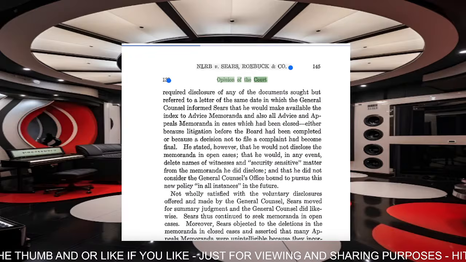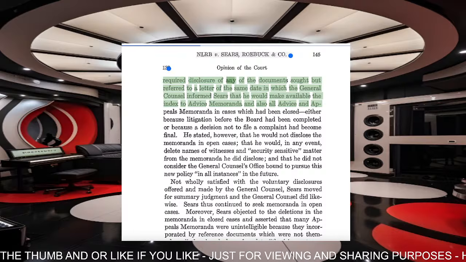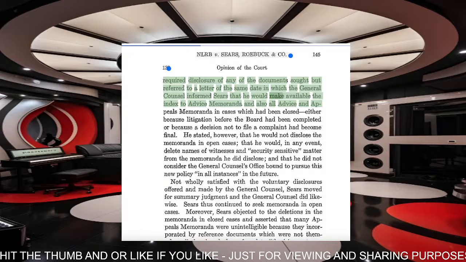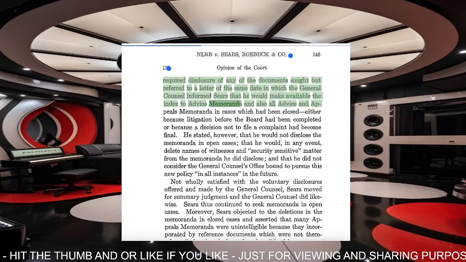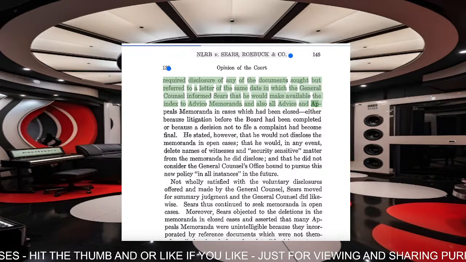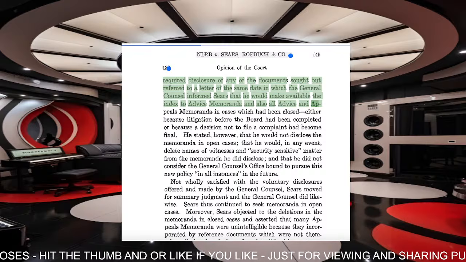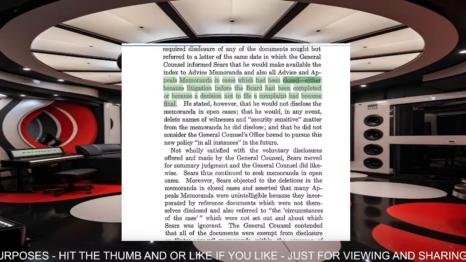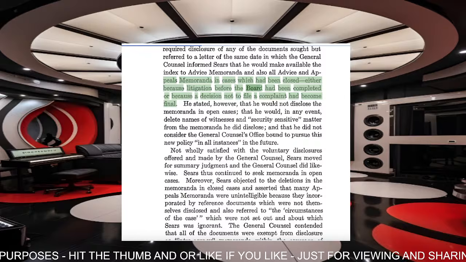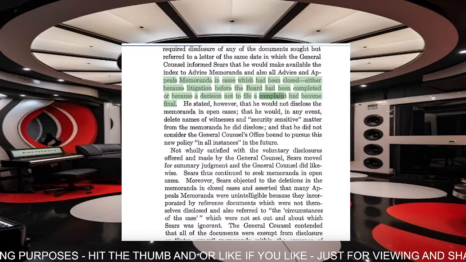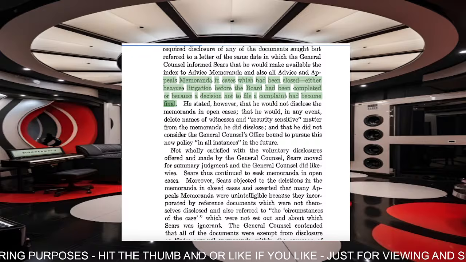Opinion of the Court. The letter required disclosure of none of the documents sought, but it referred to a letter of the same date in which the General Counsel informed Sears that he would make available the index to advice memoranda, and also all advice and appeals memoranda in cases which had been closed, either because litigation before the board had been completed or because a decision not to file a complaint had become final.